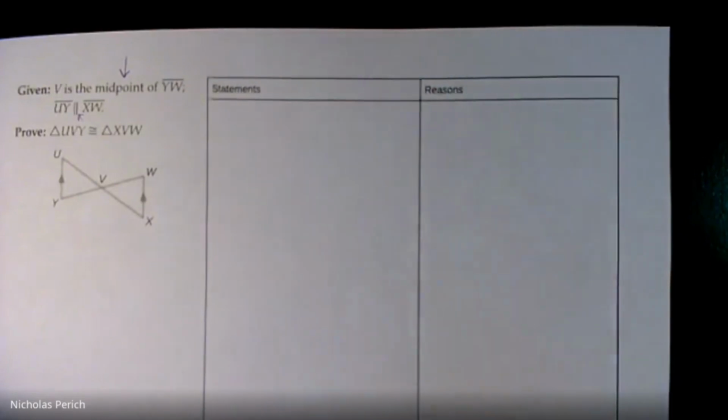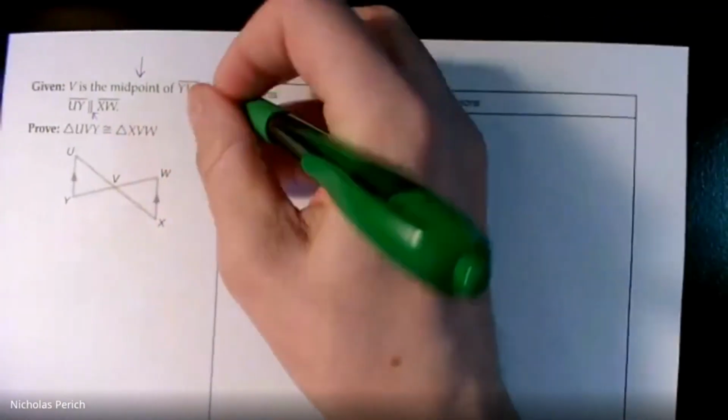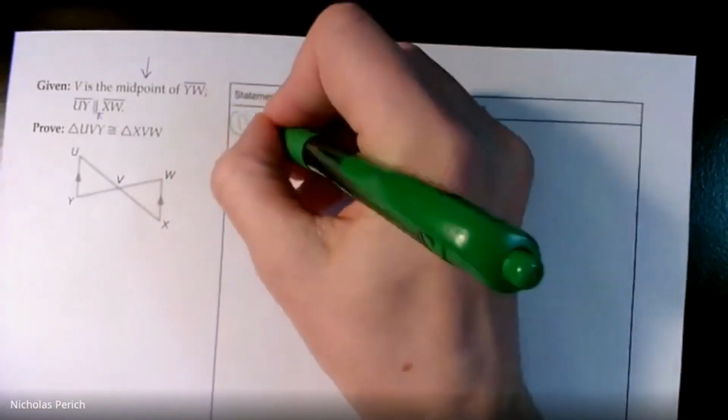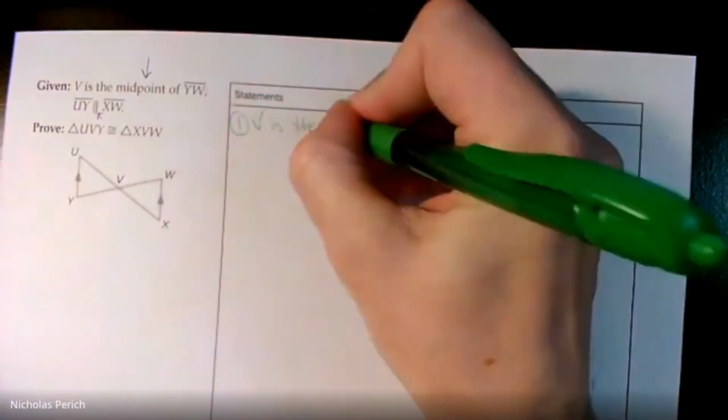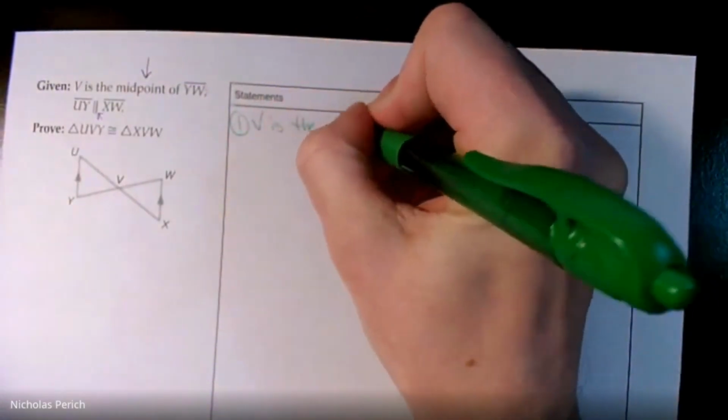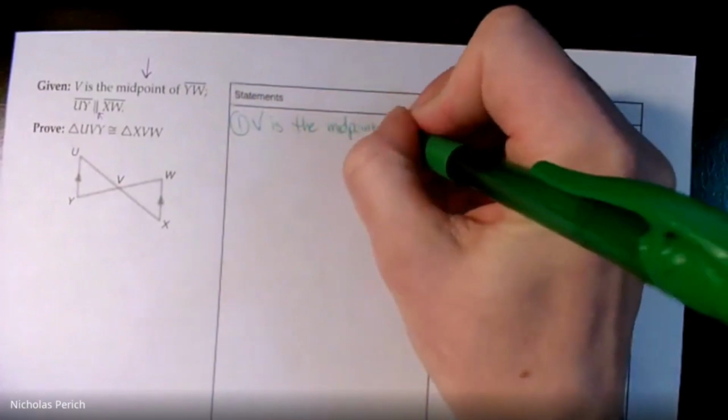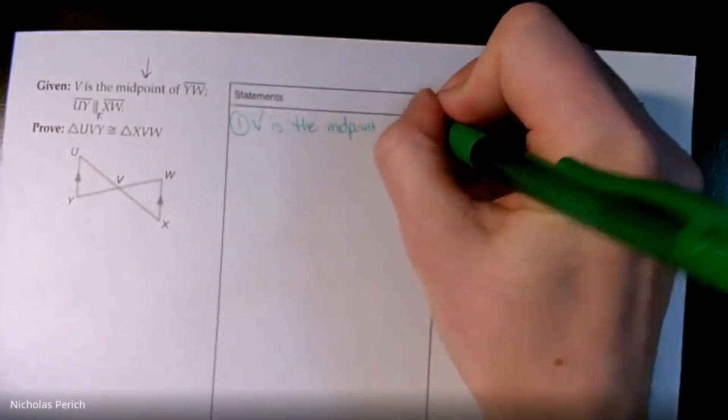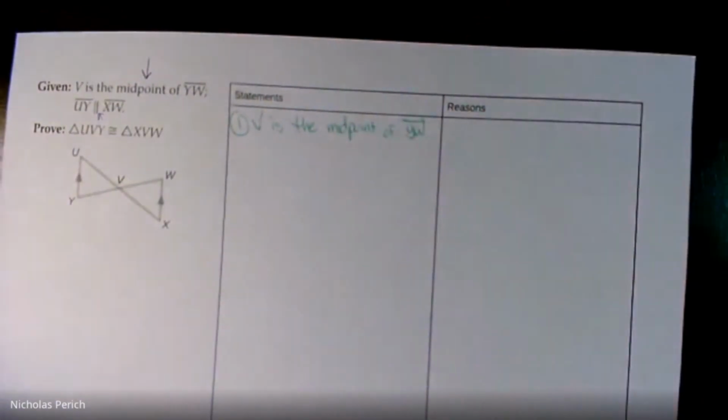Okay, so let's do the midpoint. Let's write it all out first. V is the midpoint of WY. I'll explain what that means in green. Just give me a minute.